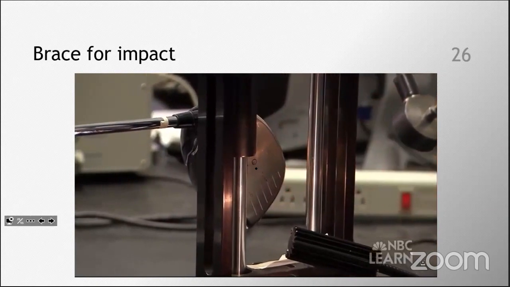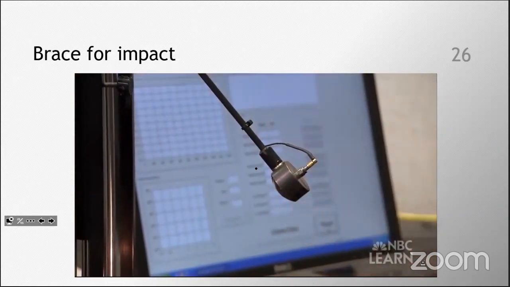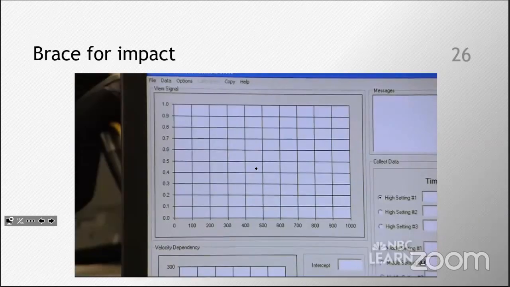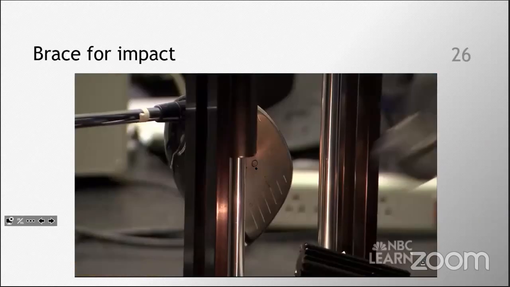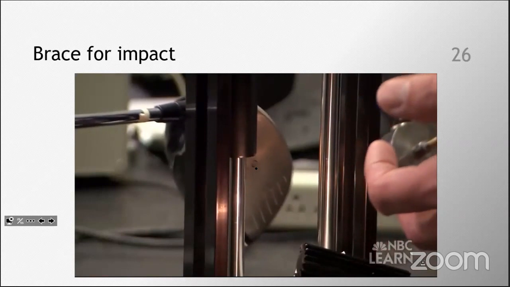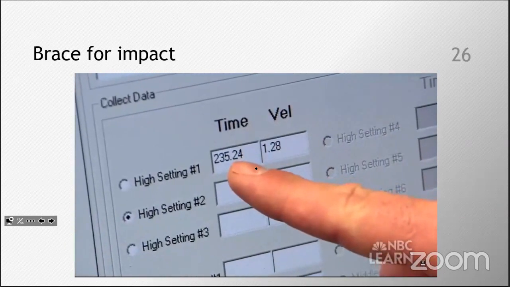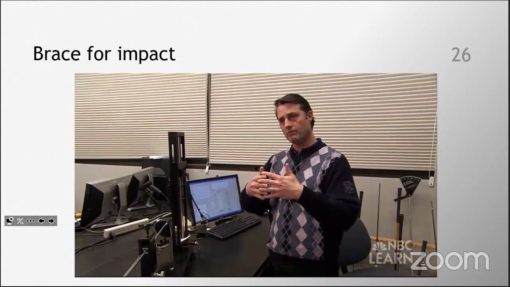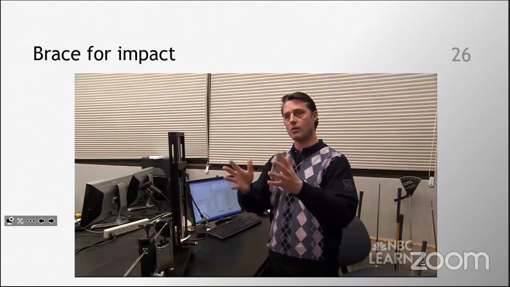In the pendulum test, a steel ball attached to a hammer swings into the club face. The acceleration of the steel ball into the club face is measured, as well as how long the impact between the ball and the club face lasts. If it was hitting something rigid, it would bounce off very quickly, and if it was hitting something flexible, it would kind of catch it and release it quite slowly.